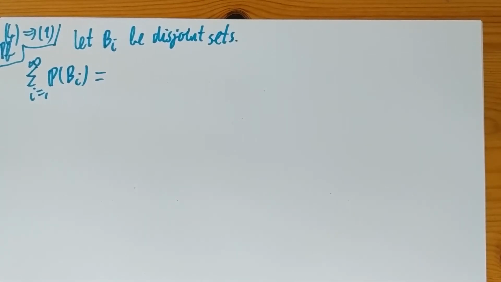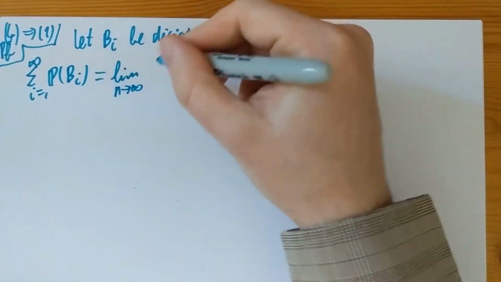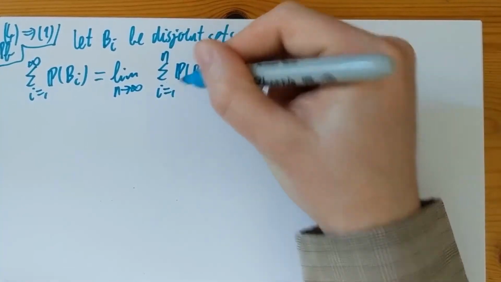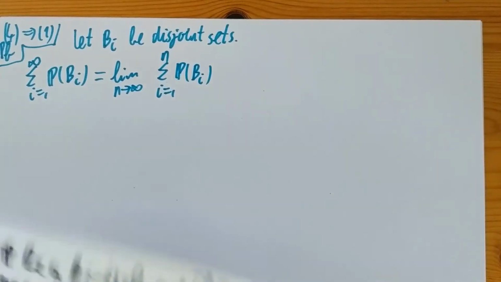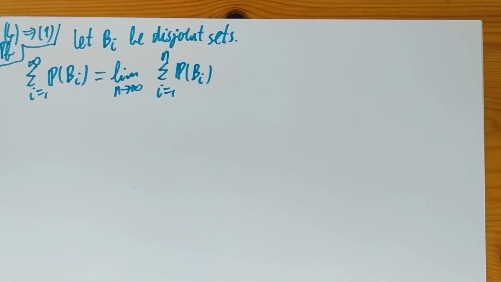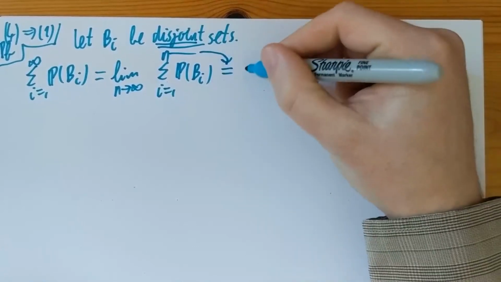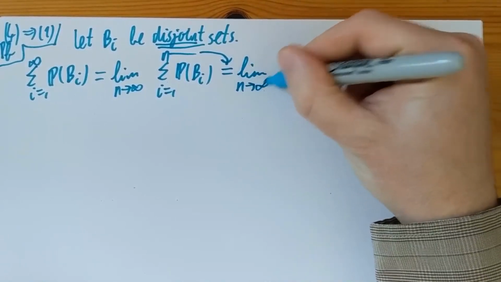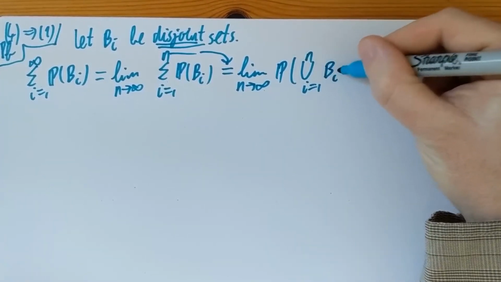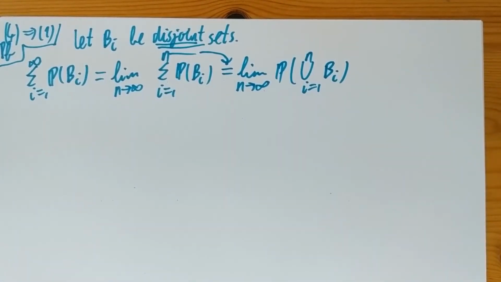Okay, so what is the sum? Well, this is the limit as n goes to infinity of the finite sum, just by the definition of an infinite sum. And we're assuming all around that we're talking about a finitely additive measure. So as soon as I have a finite sum, then everything is fine. And the sum of the probabilities of disjoint sets is going to be the probability of the union of this finite union of the disjoint sets. Okay, this is for every finite n, it's fine, so I can take a limit in there.